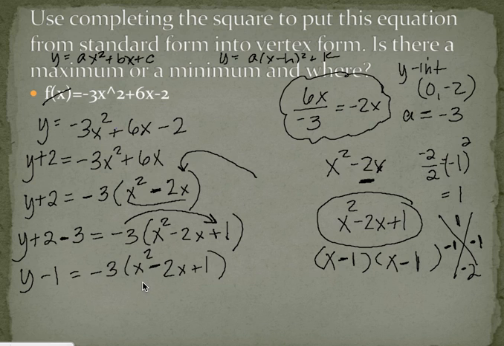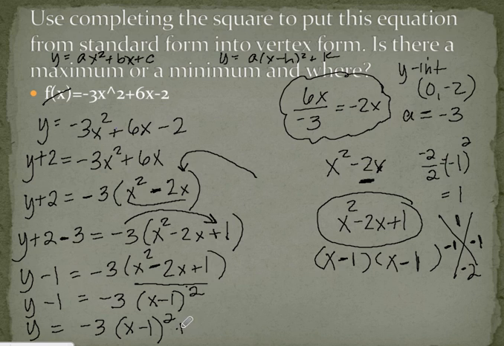So instead of writing x squared minus 2x plus 1 over here, I'm going to write what it is in the completed square form. Negative 3 (x minus 1) squared. There's my square. Y minus 1. Last and final step is to move the 1 back over to the other side by adding 1. So my final equation would be y equals negative 3 (x minus 1) squared plus 1.